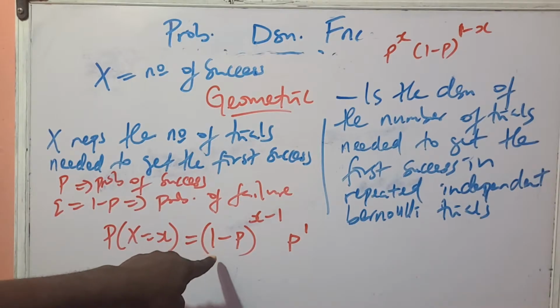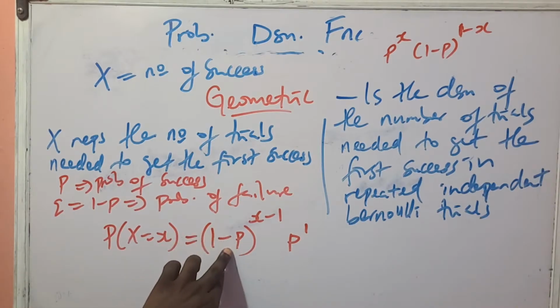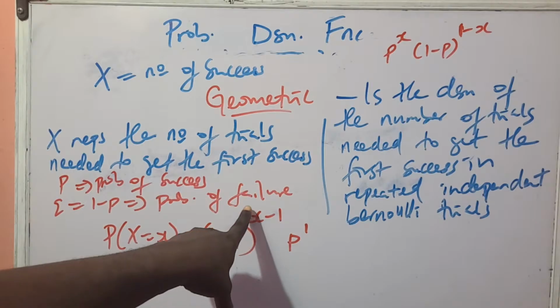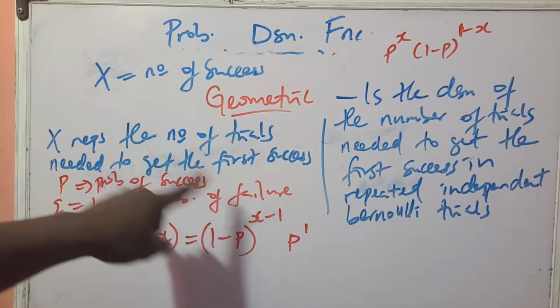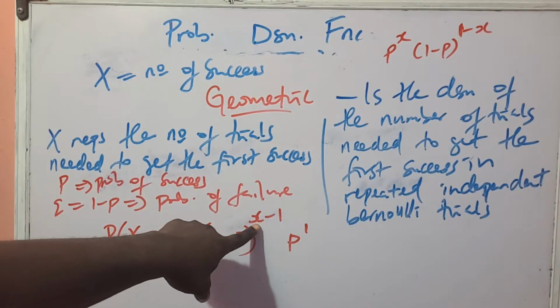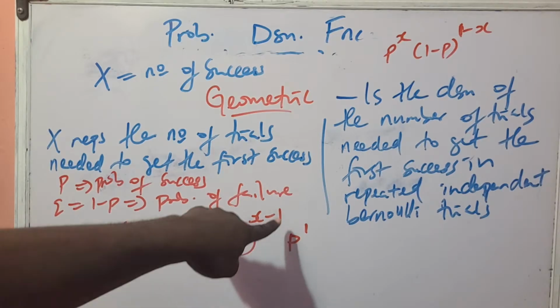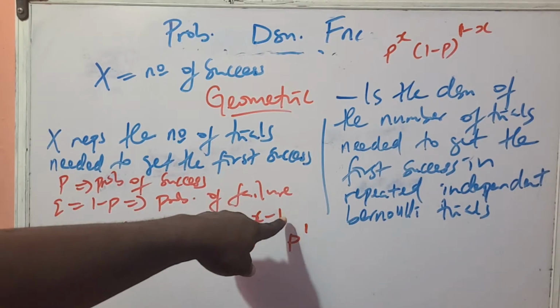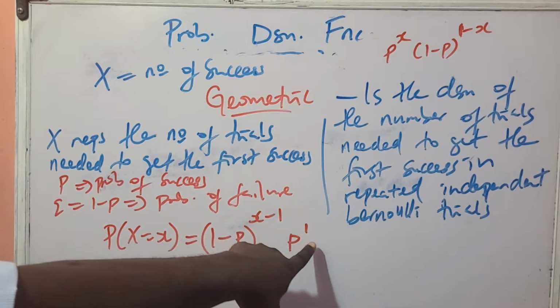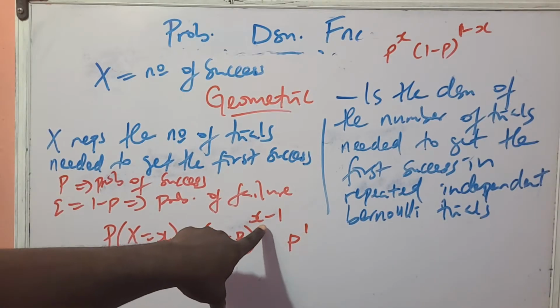Now, 1 minus P is your probability of failure. What will be your number of failure? Your number of failure will be whatever the number of trials you had to do, which was X. Don't forget, I told you X represents the number of trials. So if your number of trials was 10, you will be saying 10 minus 1, because 1 was the success. So if you had 10 trials to get success, just subtract 1 from it, which was the one that you got successfully. That will be the number of failure.